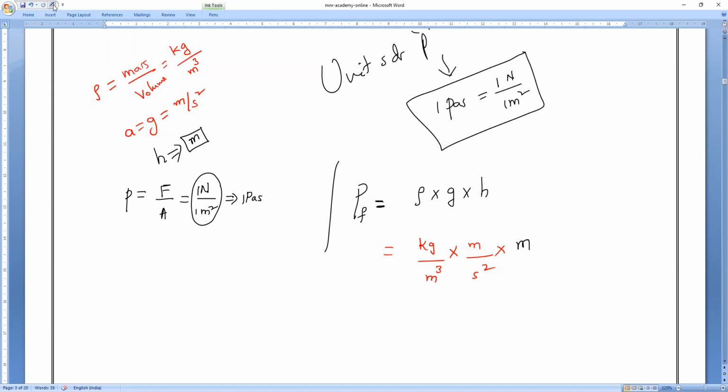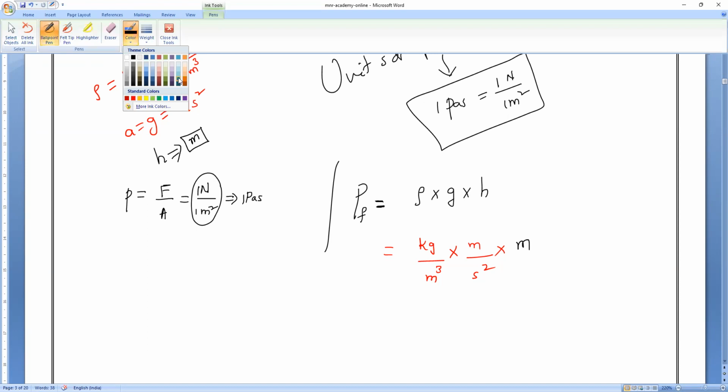Now, here is the common mistake which you people will make. I will teach you, but that is not the way you have to solve the units.